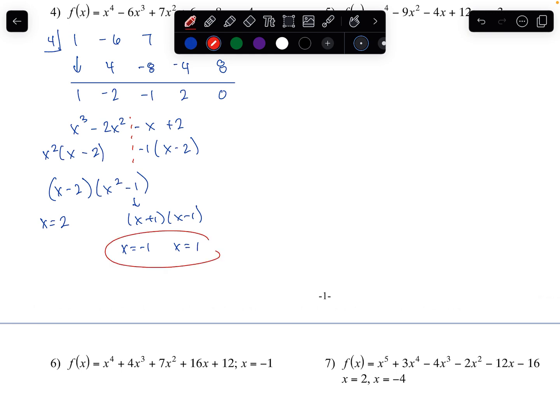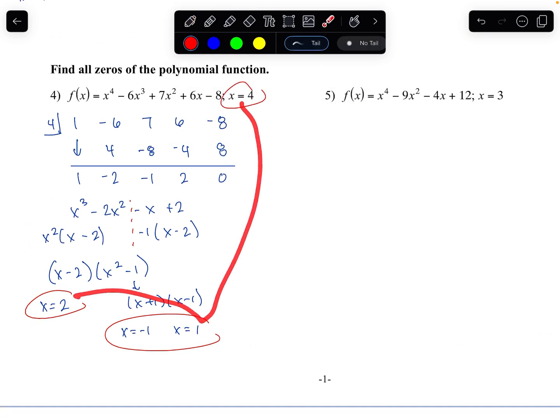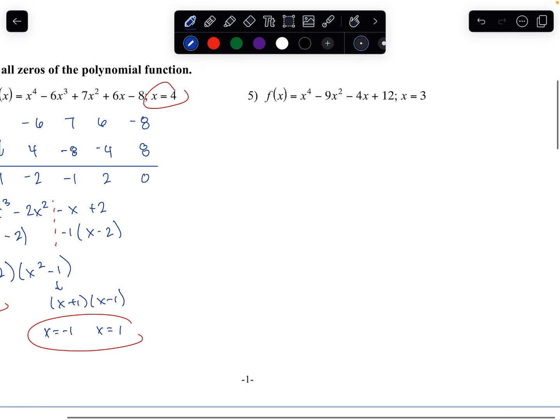So in this case, we have these 4 as our solutions. None of them are irrational. None of them are imaginary, so that's nice. Okay, let's try this one right here.